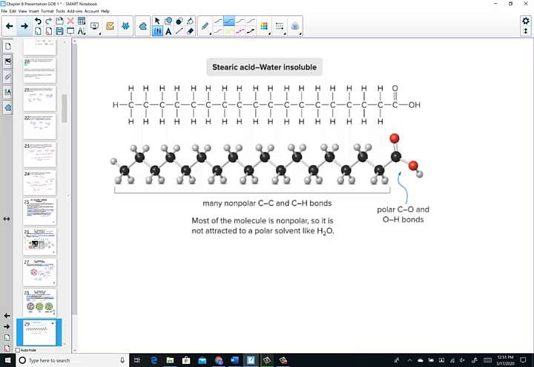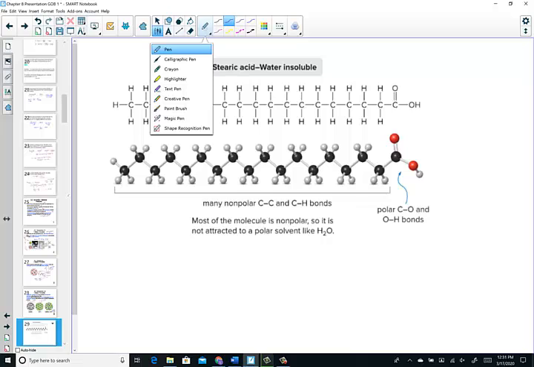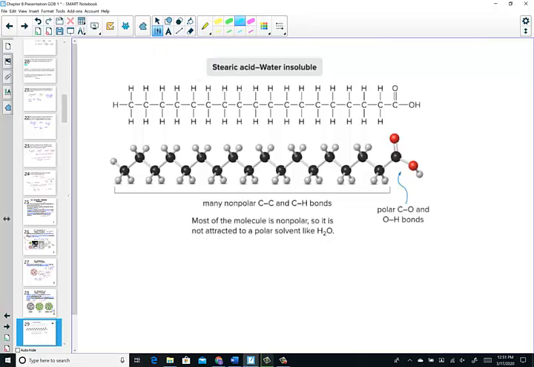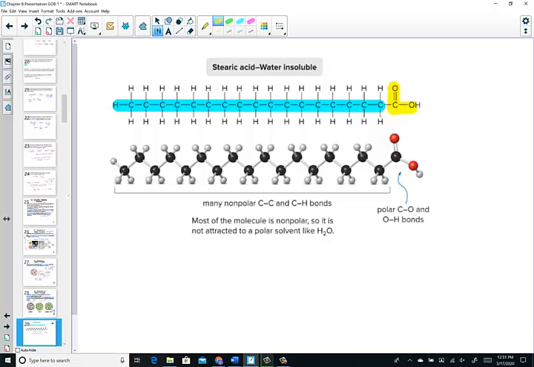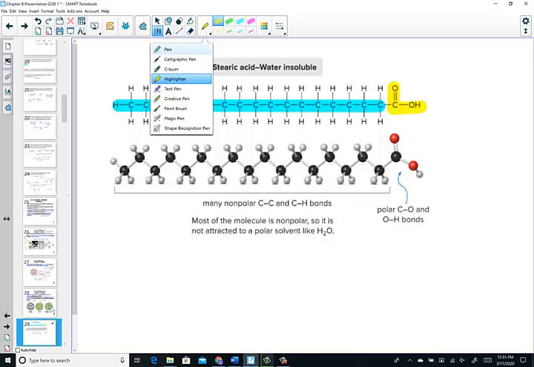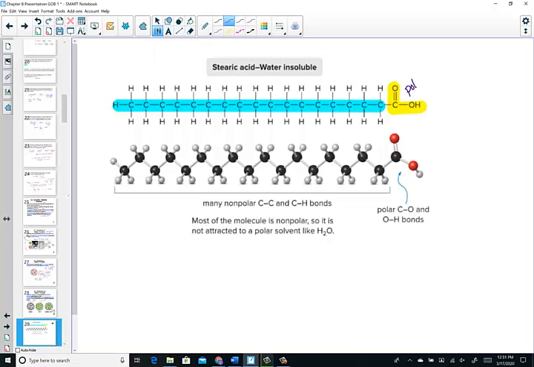Here's stearic acid and water. Now let's take a look at this molecule. Stearic acid has an incredibly long nonpolar carbon chain. And it has a little bit of an exciting area over here that is a polar region, the COOH carboxylic acid group. Here we have a small polar region and an incredibly large nonpolar region.